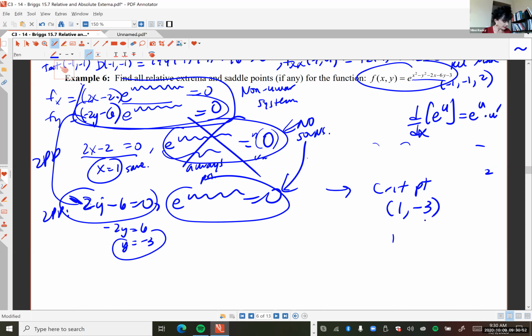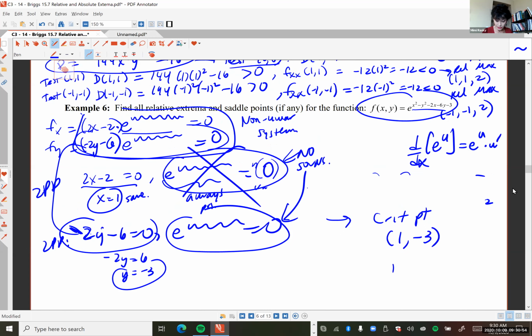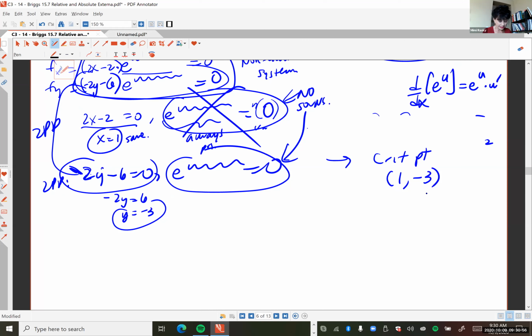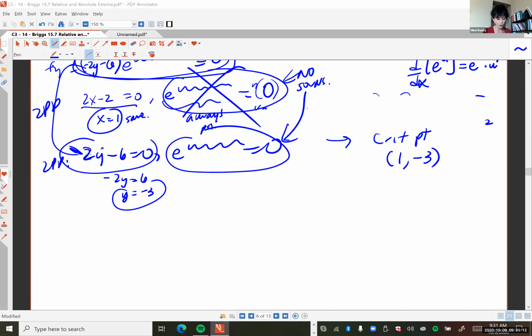Now, go get whether it's a max or a min or what the heck it is. This is where you're probably going to hate me, but I need to go get D. So what the heck is D? So for fxx, let's do these separately. I'm just going to get fxx, fyy, and fxy separately because it's going to be kind of long. Fxx is going to need the product rule. Why?